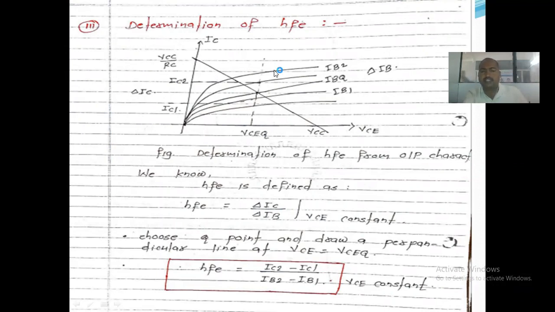HAP is the ratio of output current to the input current, right? So for that purpose we require two currents. We know that this is the plot with respect to output, so the voltage is the output voltage, which is the collector to emitter voltage, and the output current is the collector current. So for that calculation, we have to draw a perpendicular line on this axis.